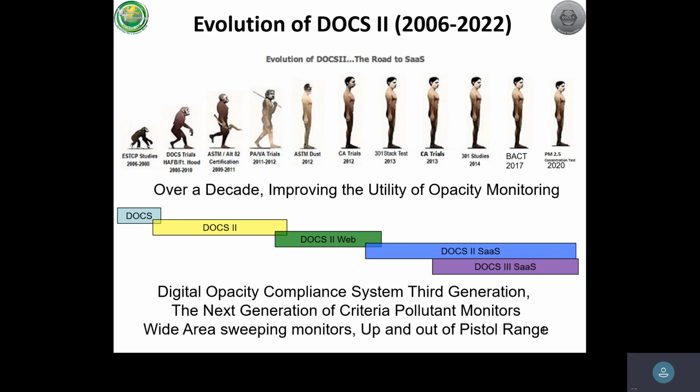So now we've gone to these wide area sweeping monitors, which is essentially a stick that looks not unlike this, and it's got a camera on the top of it, and it just sweeps around the circle. It's constantly sweeping and measuring everything that it can see. It's good for about a quarter of a mile in each direction. And so they're really wide area monitors looking for opacity sources and looking for big pockets of particulate.